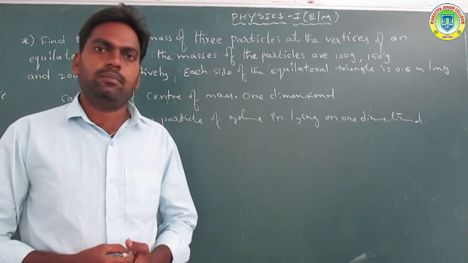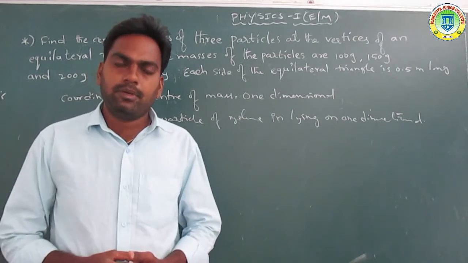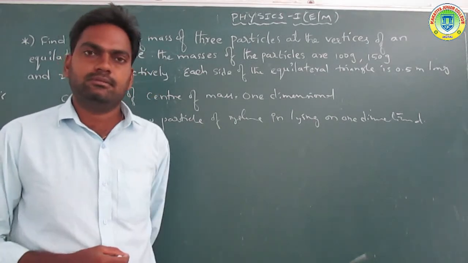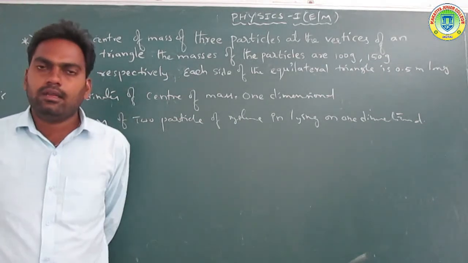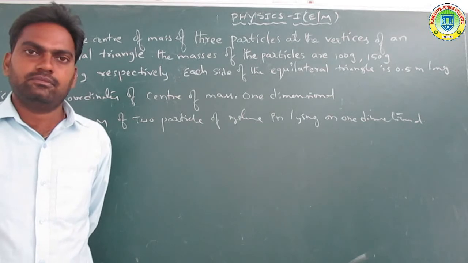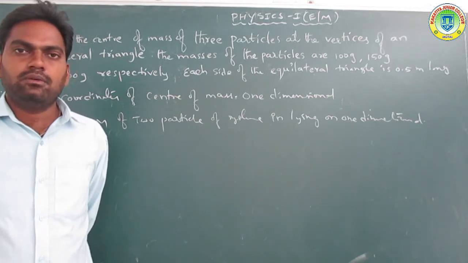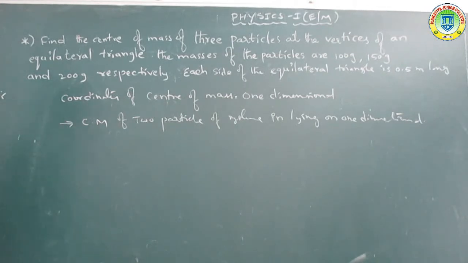So the topic we already discussed in the last class was what the vector product is, the properties of the vector product, what angular velocity is, and how to derive the equation v equals r omega. Got it? Now today we will discuss another problem using the coordinates of the center of mass.